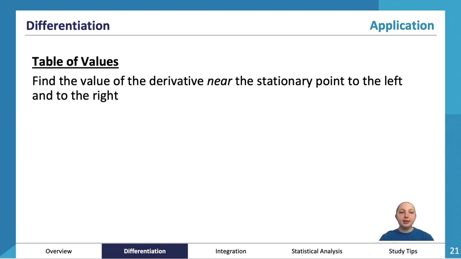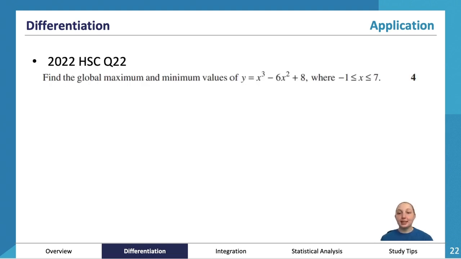So what I want you guys to have a go at is this question. I always find it really weird doing questions from 2022 because this is the HSC paper that I actually sat. It's weird to look back on it and be like, oh my gosh, I actually did this. But this is a question from the 2022 HSC. Find the global maximum and minimum values of y equals x cubed minus 6x squared plus 8, where x is between -1 and 7. It was worth 4 marks.